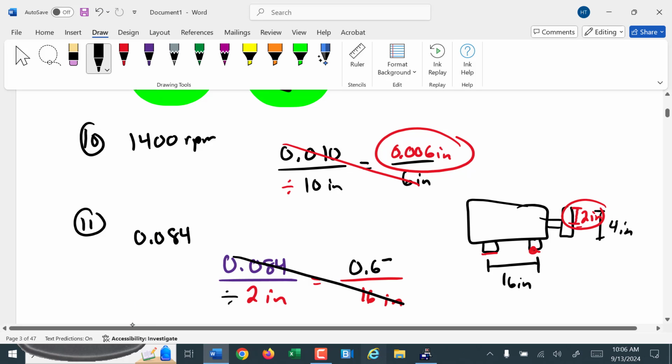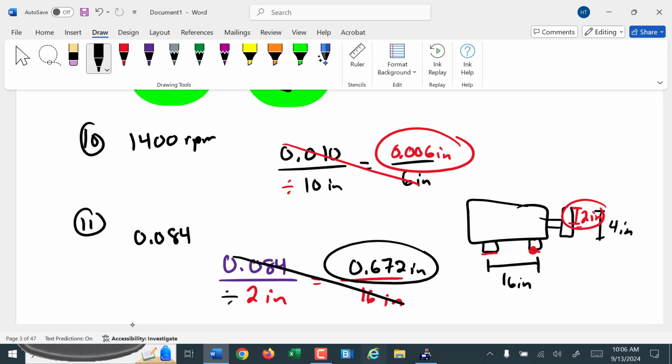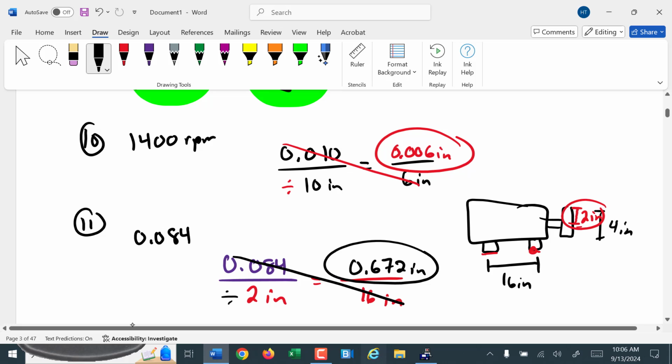0.672 is correct. That's a lot of shimming. I was saying pushing 3/8 of an inch, yeah. Or 5/8 of an inch. Over 5/8 of an inch.